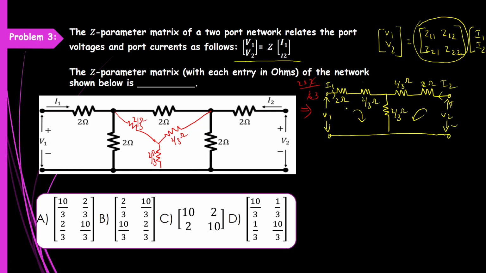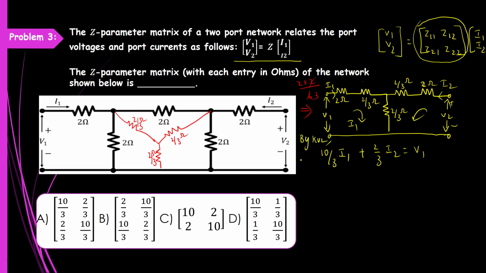Now, I1 is the first loop current. So for the first loop, we can write the equation. This is the I1 current. So 2 plus 2 by 3 plus 2 by 3. 2 by 3 plus 2 by 3 is 4 by 3. 4 by 3 plus 2 is 10 by 3. So 10 by 3 I1 plus, because the current is in the opposite direction, 2 by 3 I2 equals V1 by Kirchhoff's voltage law.